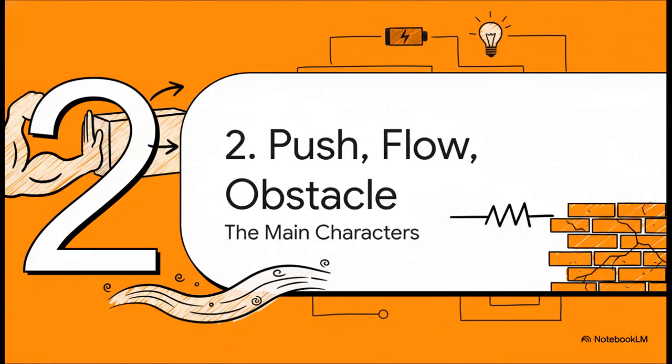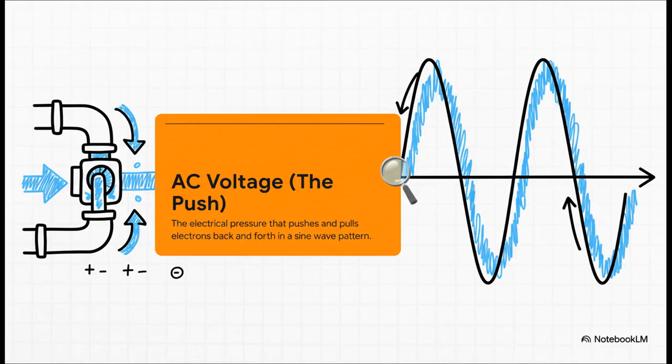So that brings us to our three main characters in this whole electrical story. To understand what's going on, you just need to get to know these three players. I like to call them the push, the flow, and the obstacle. So first up, we've got voltage.